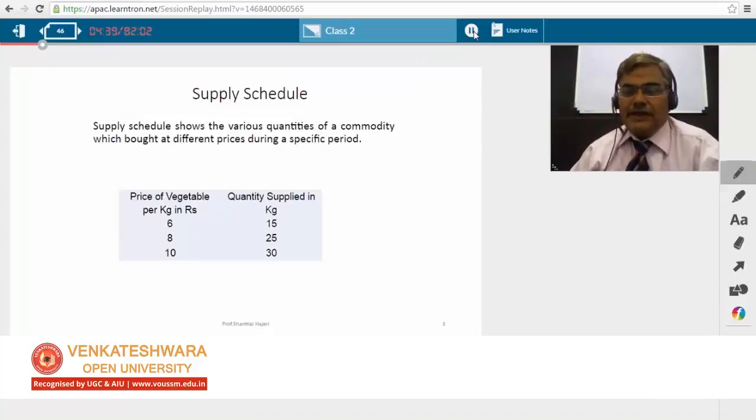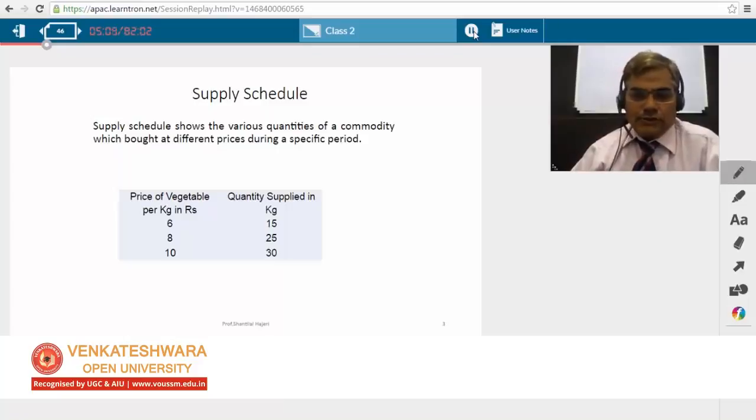Now, the supply schedule. What is a supply schedule? It is basically a table showing the quantity offered at different prices during a specified period. For example, price of vegetable per kg in rupees. If the price is 6 rupees, quantity supplied is 15 kg. If the price increases to 8 rupees, then the quantity supplied also increases to 25 kg. And if the price goes up to 10, the quantity goes up to 30. So this shows if the price increases, supply also increases.